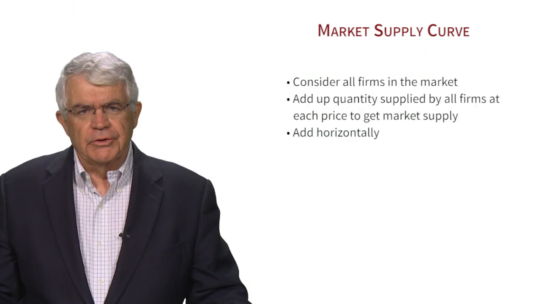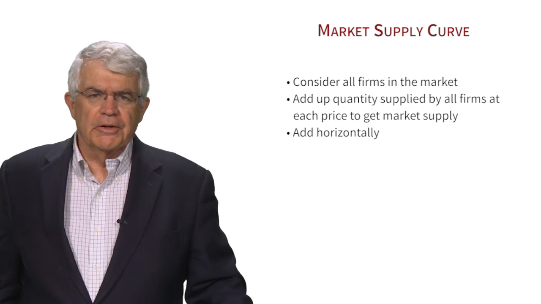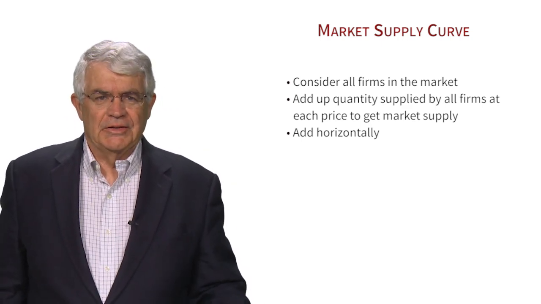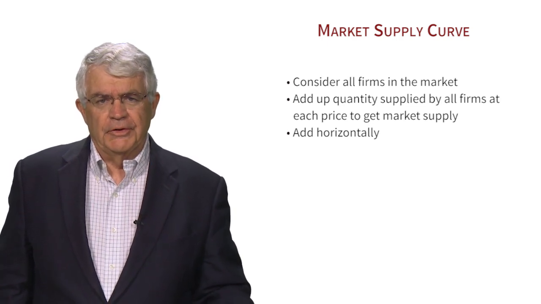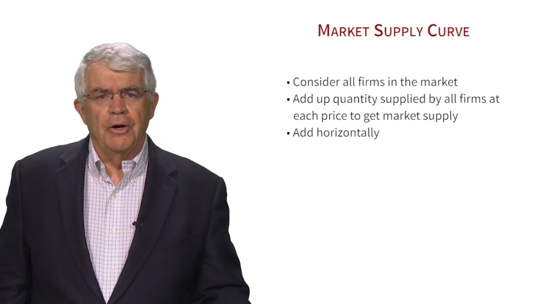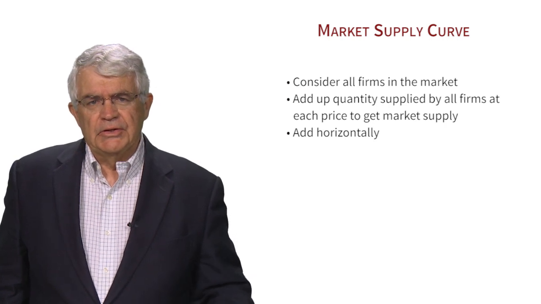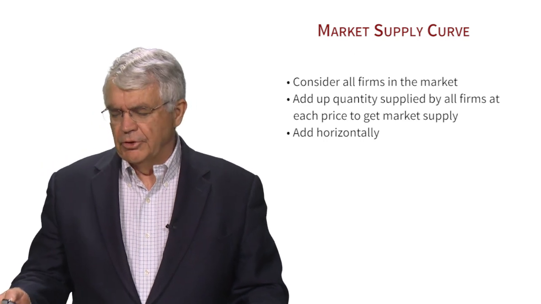Now, the last thing I want to do is derive the market supply curve. The market supply curve considers all the firms in the markets. Once we've got the individual firm supply curve, it's pretty straightforward. Just add up the quantity supplied by all the firms at each price to get the market supply curve. In a sense, this addition is horizontal across the diagram, as the diagram which I'll show you now illustrates clearly.